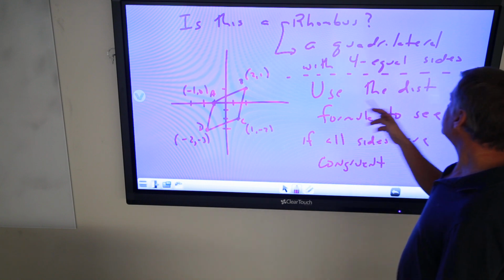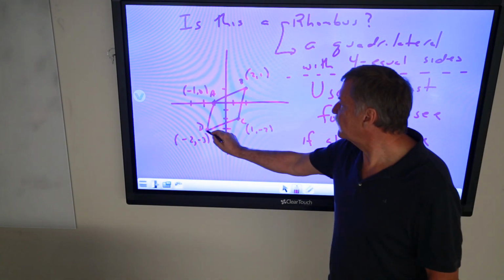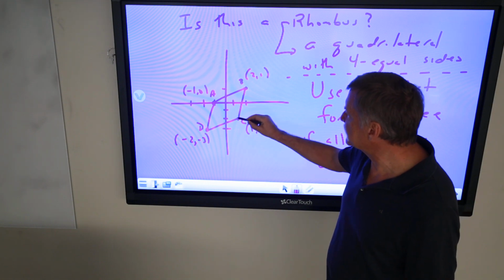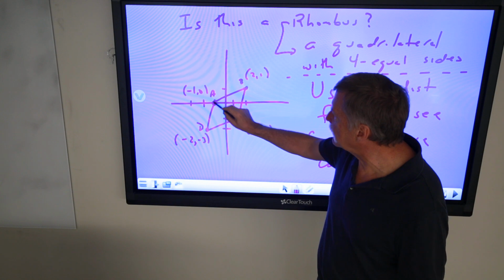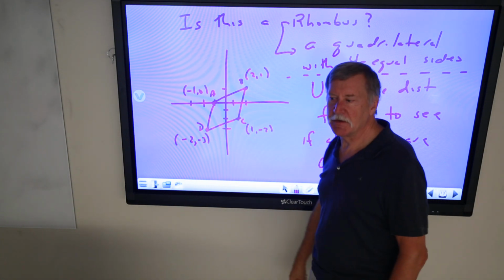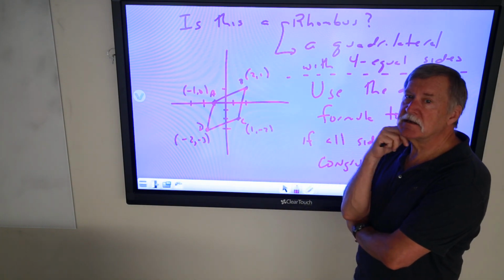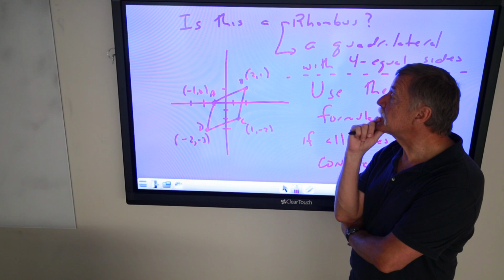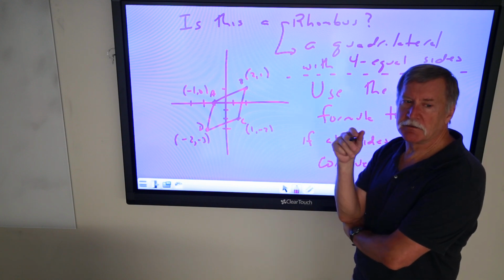So you would use the distance formula, and if this distance from here to here is the same as this distance from here to here, which is the same distance from here to here, which is the same distance from there to there, then the answer is yes, you have a rhombus. But if any one of these distances is not the same, the answer is no. It's not a rhombus. And I will leave you to do that on your own, all right?